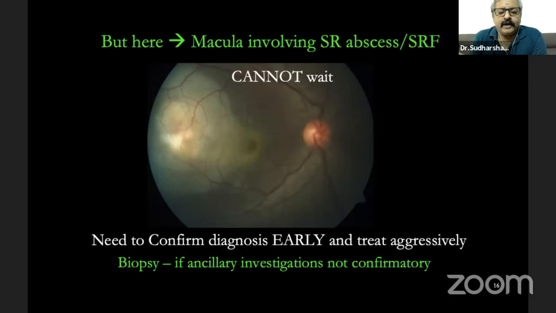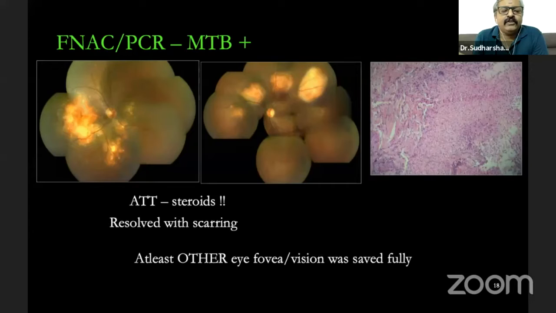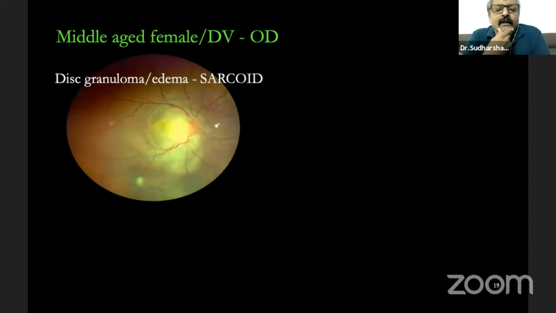If need be, you need to do a biopsy if ancillary investigations are not confirmatory. As we did in this case, this was a young patient with multiple subretinal granulomas all over. Subretinal abscess was suspected, but all the ancillary investigations for TB turned out to be negative. We went ahead and did an FNAC, which confirmed the diagnosis of MTB, and with ATT and steroids, it resolved very well. You might find that there is scarring and vision loss, but at least we could save the fovea and vision was restored. Macular involvement is very risky with respect to vision in TB.